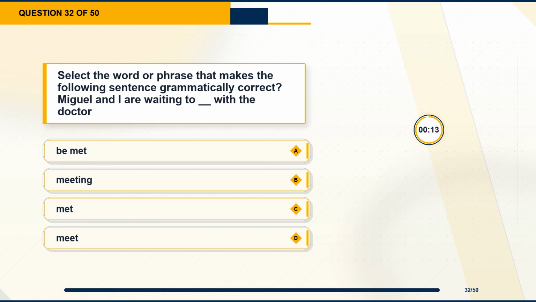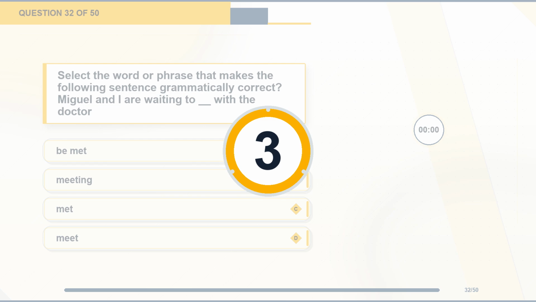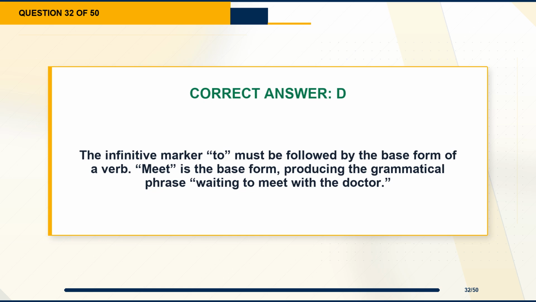Question 32. Select the word or phrase that makes the following sentence grammatically correct. Miguel and I are waiting to blank with the doctor. Option A, be met. Option B, meeting. Option C, met. Option D, meet. The correct answer is option D, meet. Explanation: the infinitive marker to must be followed by the base form of a verb. Meet is the base form, producing the grammatical phrase waiting to meet with the doctor.